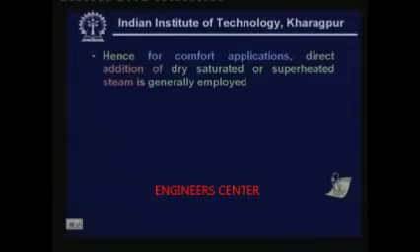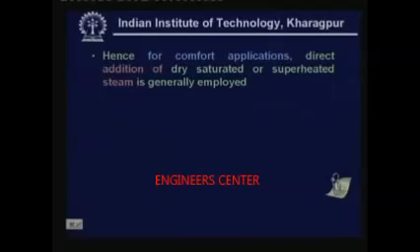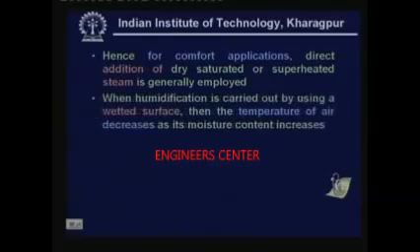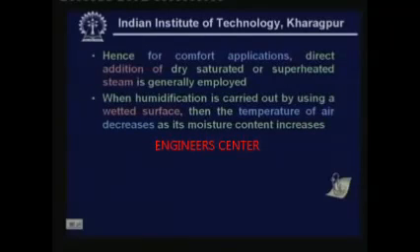So for comfort applications, direct addition of dry saturated or superheated steam is generally employed. So that means in winter air conditioning systems for comfort, you always add steam directly to the air stream. Okay. When humidification is carried out by using a wetted surface, then the temperature of air decreases as its moisture content increases. Okay. Now there is a difference between the process line when you are using a wetted surface or when you are adding a dry steam.